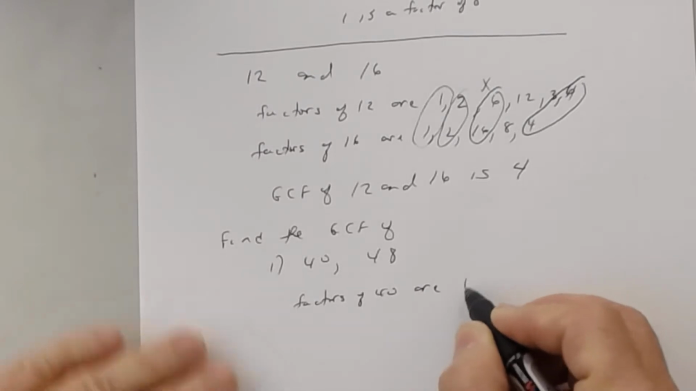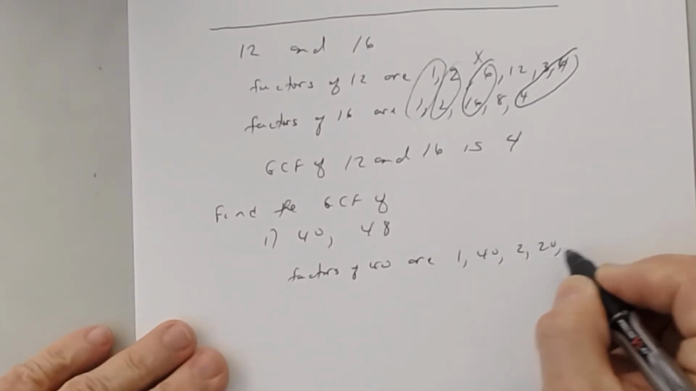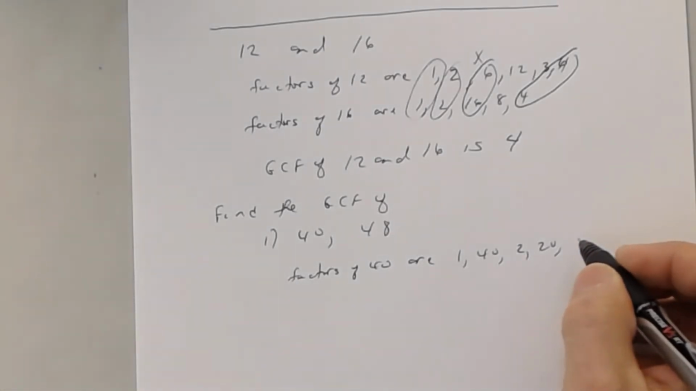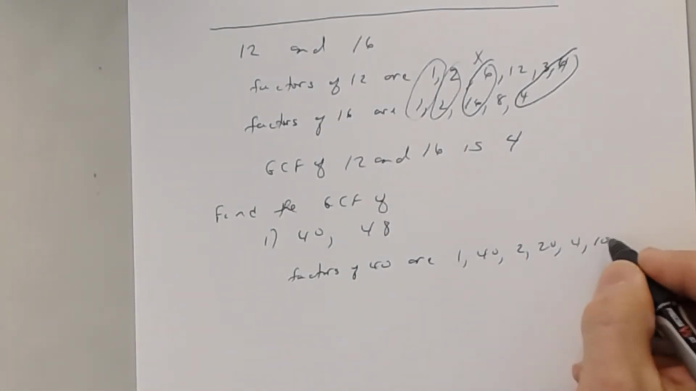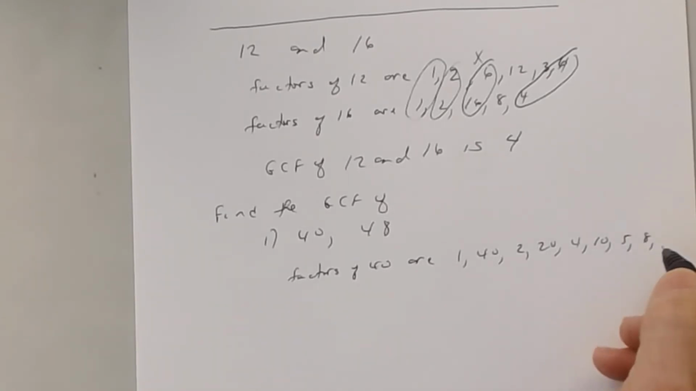1 and 40. What else? 2 and what? 20. 3 is not, 4 is. 4 and what? 10. 5 and 8. Anything else? I think we already got them, right? Yeah. Okay, so I think that's it. So those are the factors of 40.